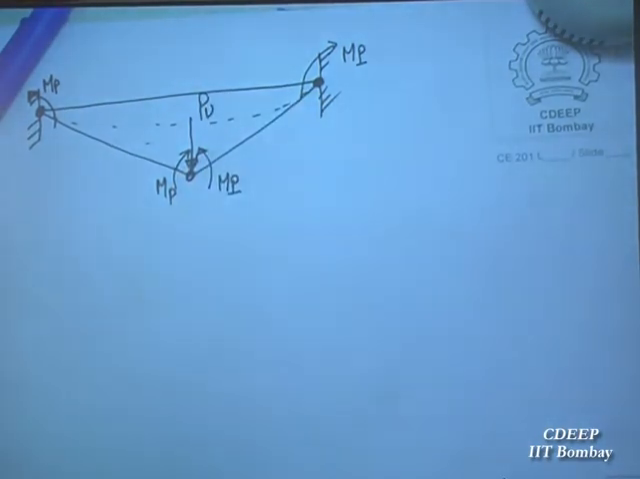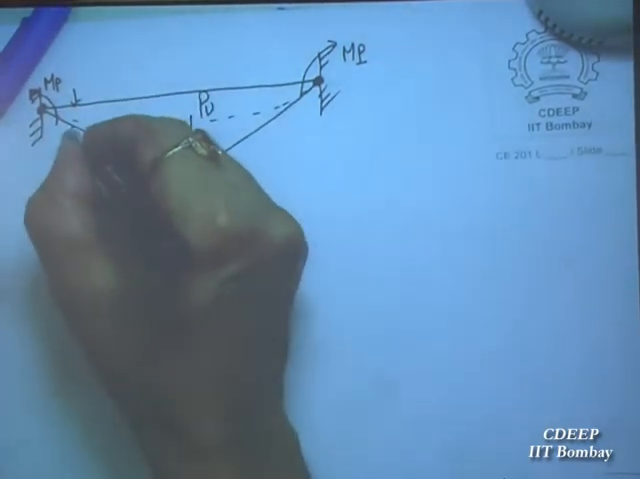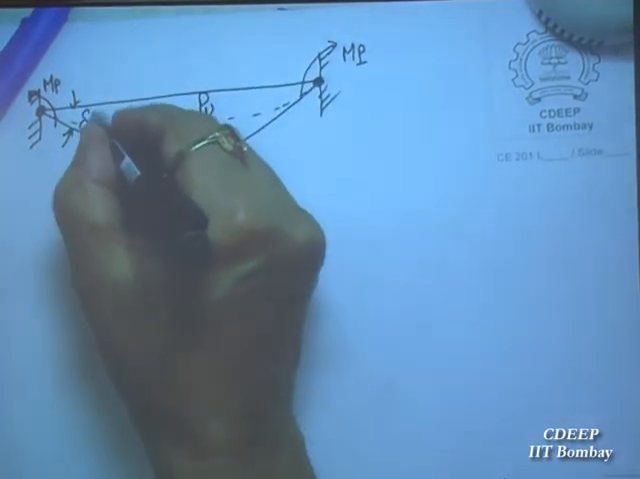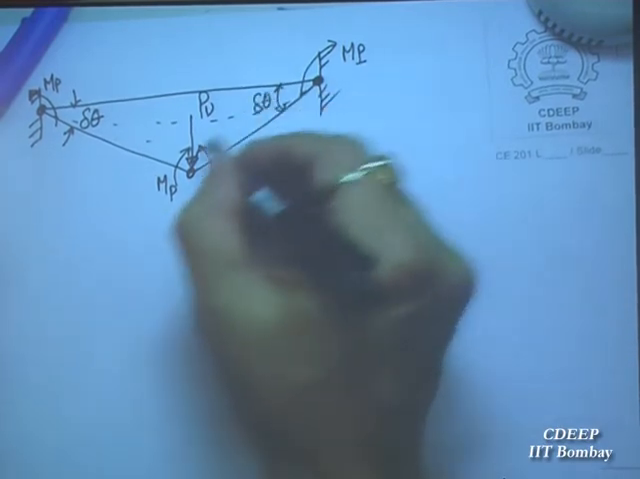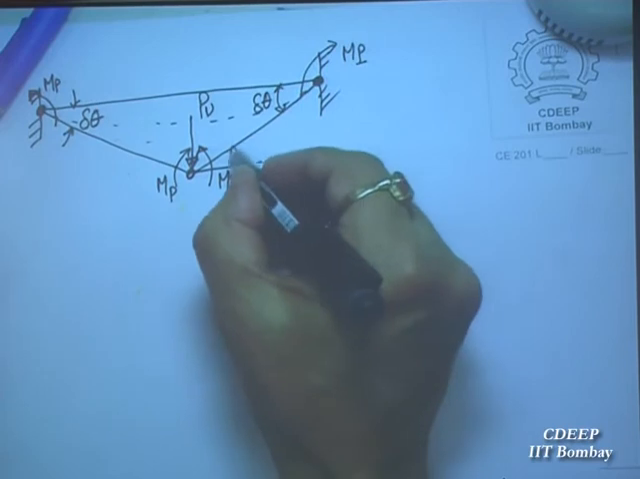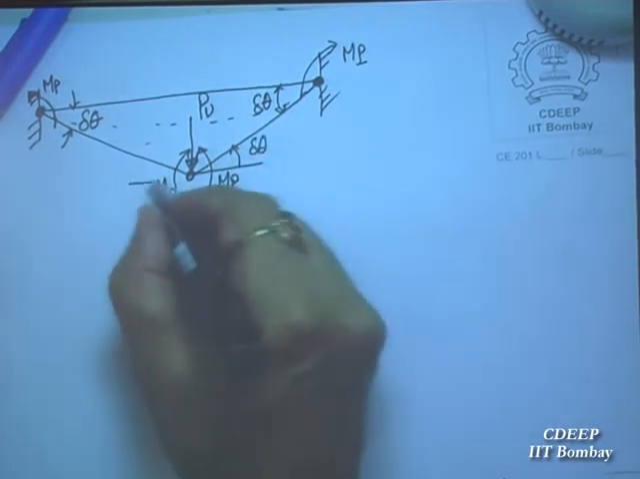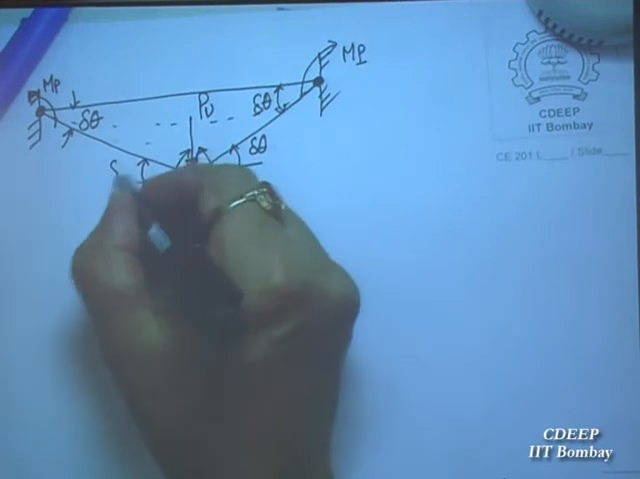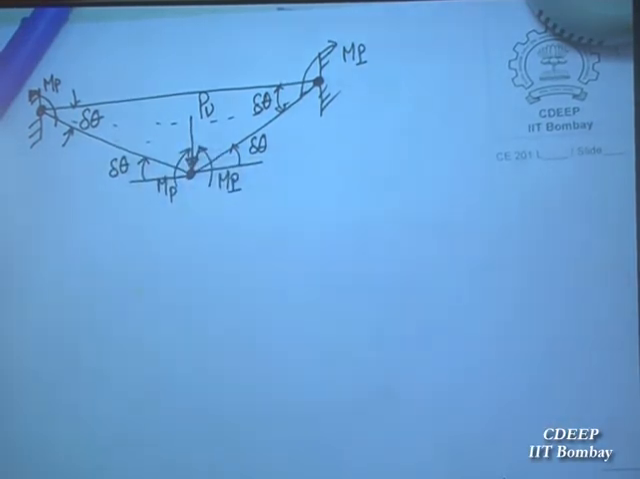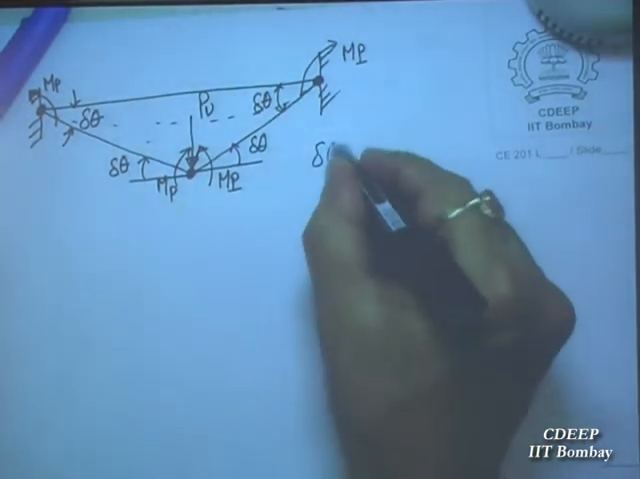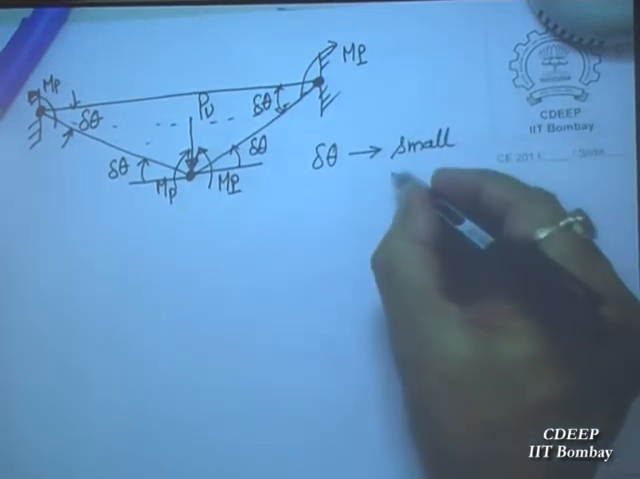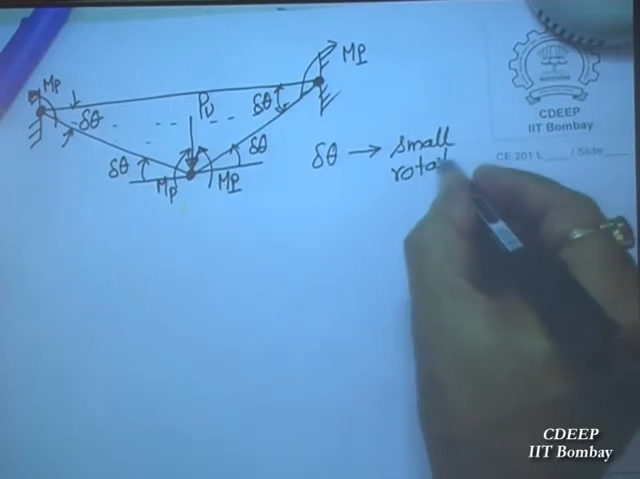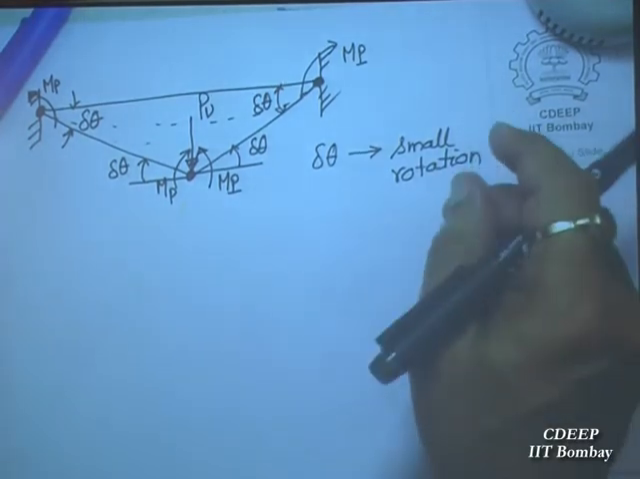So what is the great thing in this? If somebody asks you what is the ultimate load for a clamped beam when it is subjected to this, there is no problem. Still we are assuming that these displacements are not large. Delta theta is still a small rotation. Because if you bring in complications, then you cannot solve the problem.